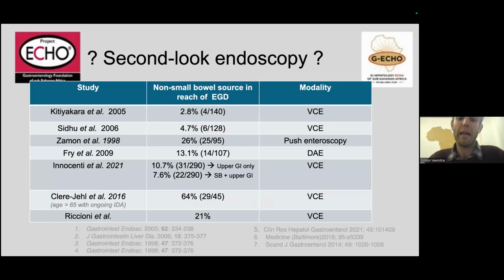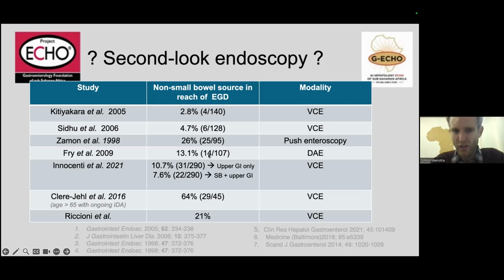So I think the second look endoscopy is a question that comes up quite often in our daily clinical practice, on whether to perform it or not, or move straight to other modalities of investigation. And obviously we have guidance from the ESGE that suggests that we should move straight to video capsule endoscopy, but is there any evidence for or against? And this is specifically looking at upper scopes. So these were trials that looked at either video capsule or push enteroscopies or device-assisted enteroscopy, and then looked at how many of those positive results had lesions that were within reach of an upper scope.